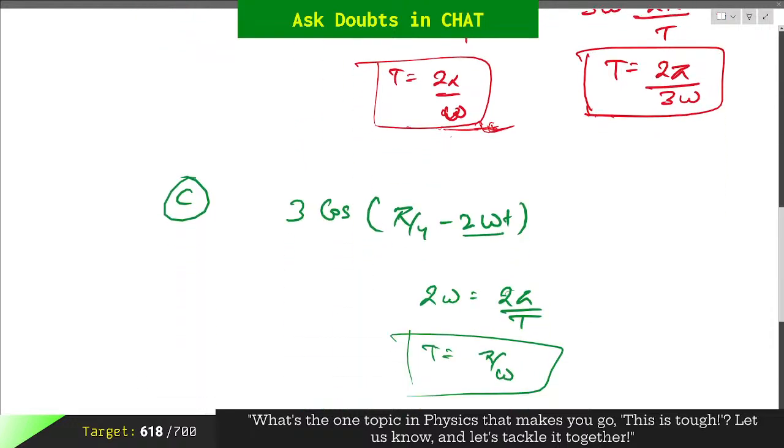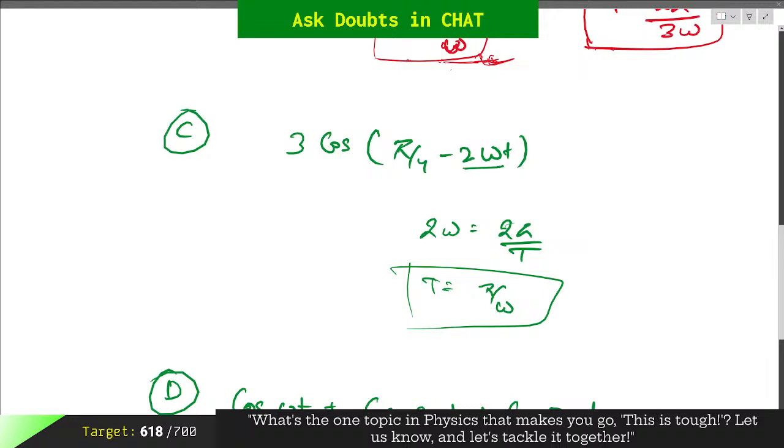Now the third option is 3 cos(pi by 4 minus 2 omega t). Now again it is of the form of A cos(omega t minus phi), so we can say that it is simple harmonic motion with the time period of pi by omega.